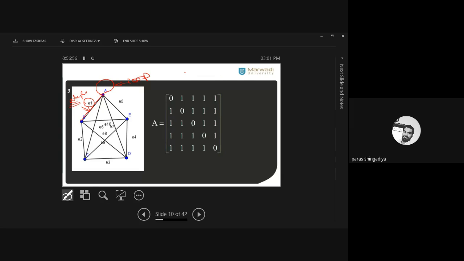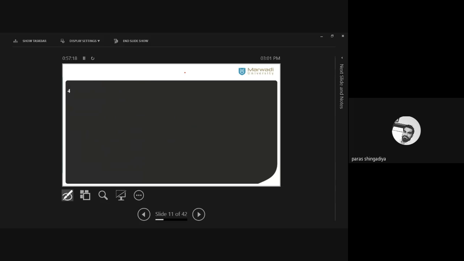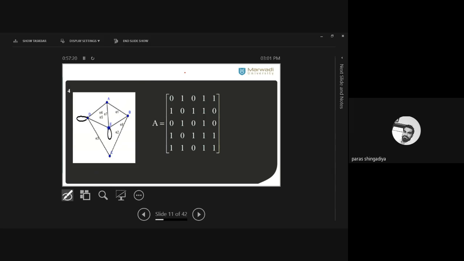Why is it 1? Because the first vertex A is connected with B, C, D and E. Okay, B is incident with A, C, D and E. Clear? C is incident with A, B, D and E. Clear? That's it. Therefore, it is 1. Okay, now the fourth one.